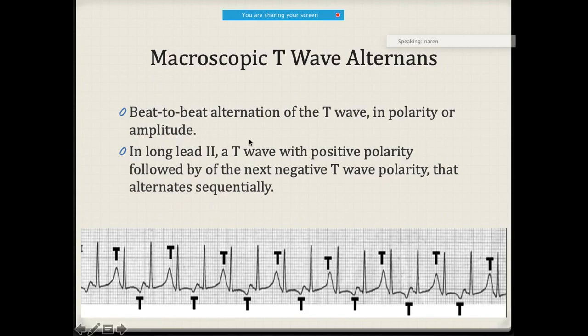There is a very important term, if you look carefully in the ECG, called macroscopic T-wave alternans. Alternans refers to alteration of the T wave in polarity or even amplitude. In lead 2, a T wave with positive polarity will be followed by a T wave with negative polarity, and it keeps on alternating. This is the rhythm strip. You see initially a positive and then a negative T wave, which keeps on alternating, isn't it? That's what we are noticing over here.